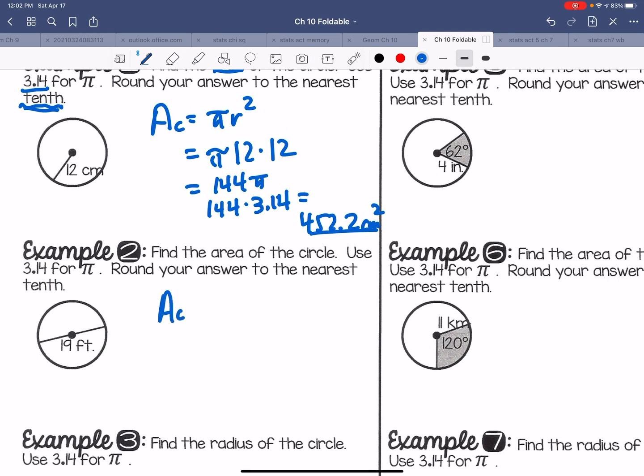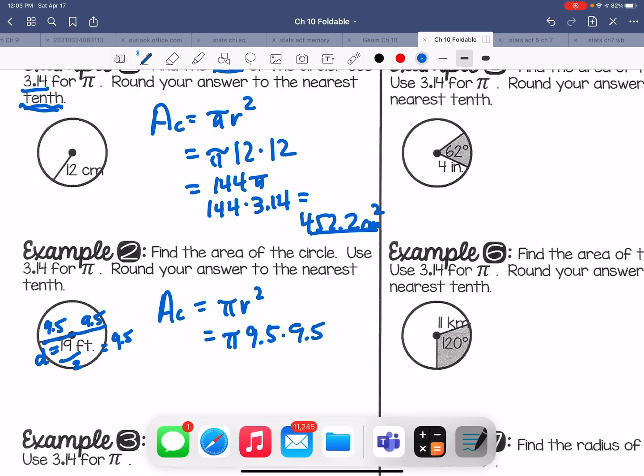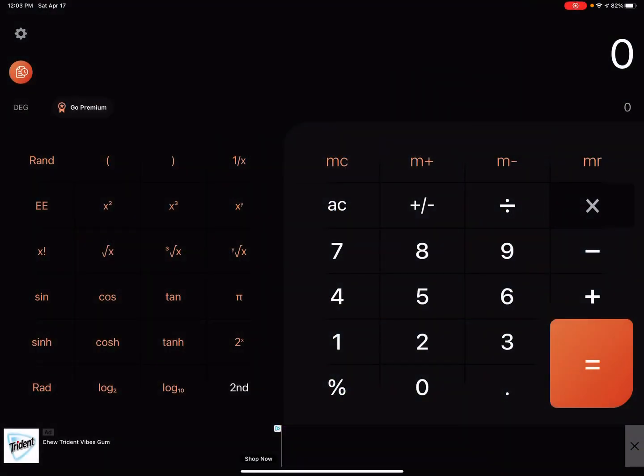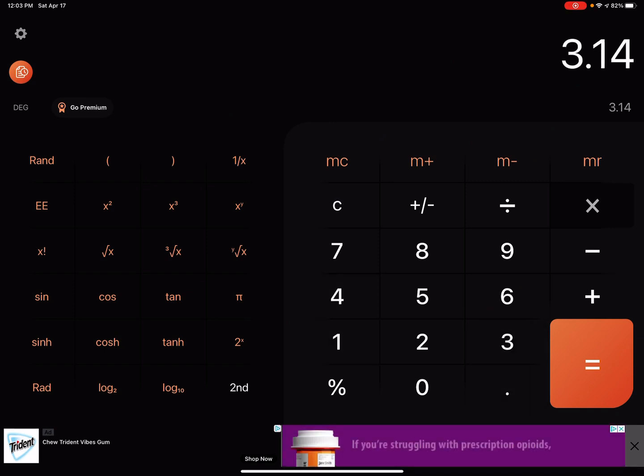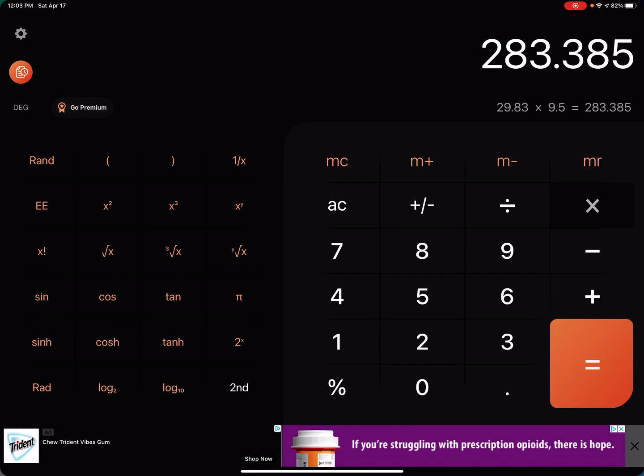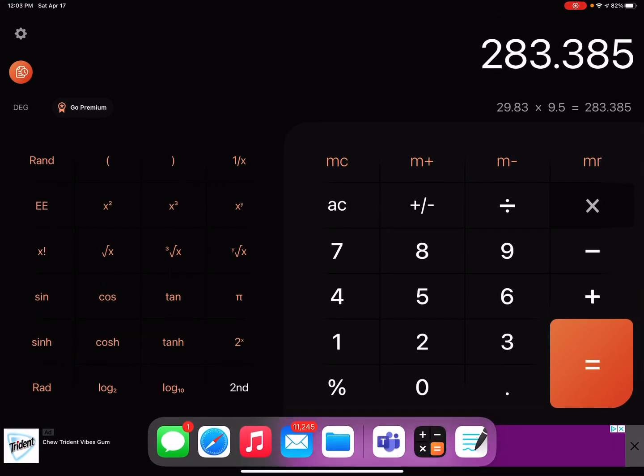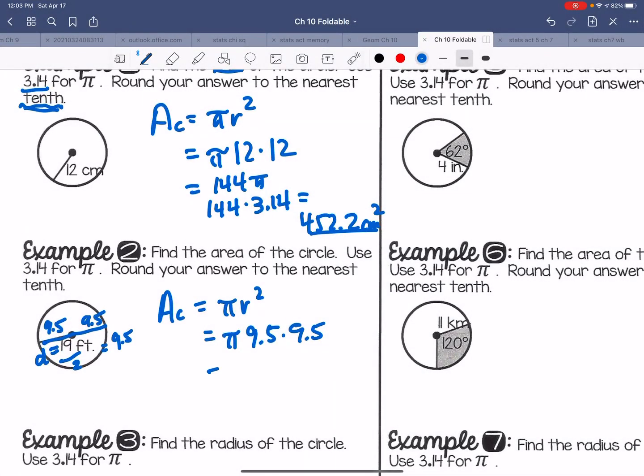All right, here, we've got area of a circle, pi r squared. So pi, oh, I'm not falling for that. That's the diameter, so if I divide by 2, I get 9.5. So 9.5 and 9.5, those are the radii. So pi times 9.5 times 9.5 is 283.4 if I round to the nearest tenth.